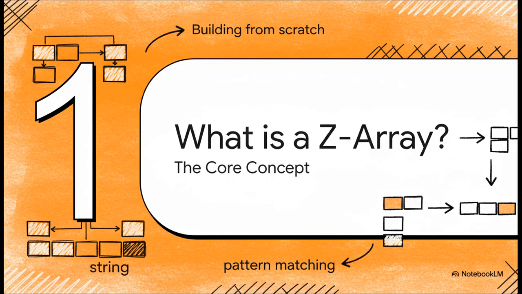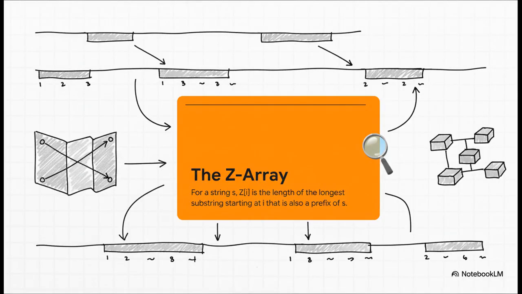Okay, so what in the world is the Z-array? Let's just forget the complex theory for a minute and build one together step by step. It's actually pretty intuitive once you see it in action. So here's the core idea, and it's simpler than it sounds. Imagine you're standing at every single character in your string, one by one. The Z-array just answers one question for each spot. Starting from right here, how many characters match the very beginning of the whole string? That's it. It's like a little map that flags every single spot that kind of looks like the start.